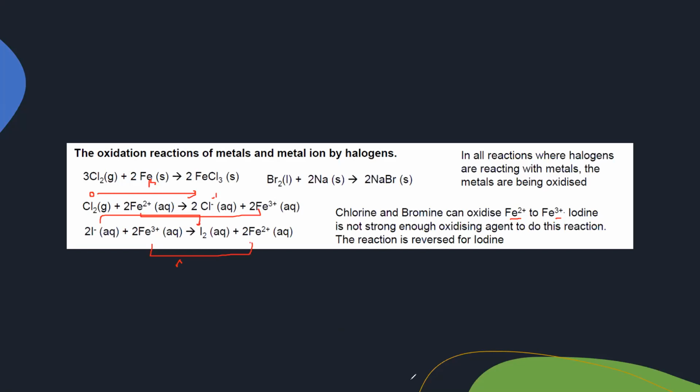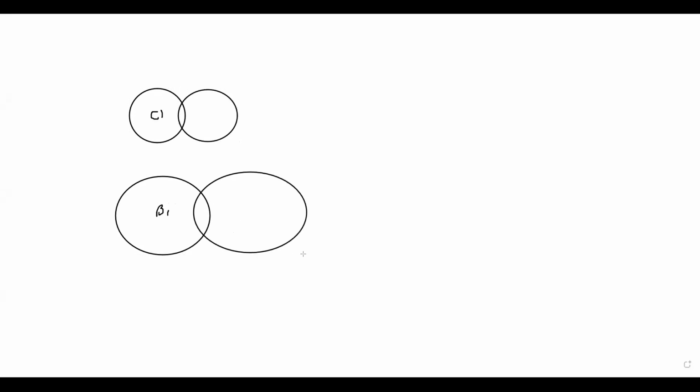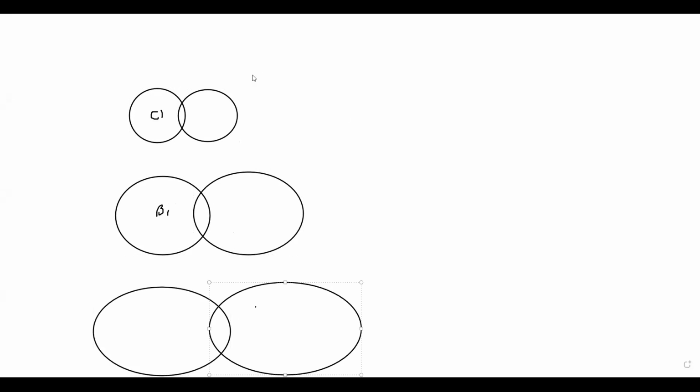So when we check this reaction, the difference in the reactivity is because of their size. You have chlorine, then bromine, and then iodine. First, there is sharing of electron between the two chlorine, sharing of electron between bromine, and there is a sharing of electron between the iodine atoms in an iodine molecule.